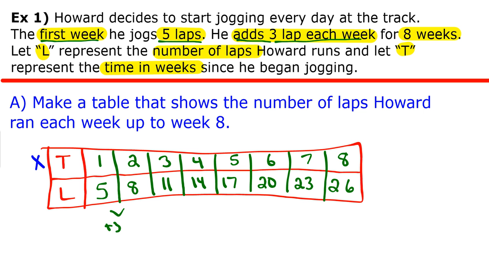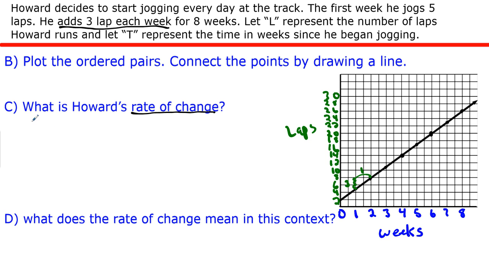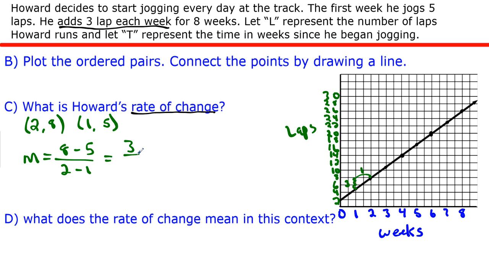Or what we could do is just use 2 points here and just take the first 2 points. So we can actually take those 2 points, 2, 8. So second week we had 8 laps. First week had 5 laps. We can actually do the slope formula, which is our rate of change. So 8 minus 5 over 2 minus 1 gives us that 3 to 1, which is what we had right here when he tells us we're adding that each week. So then what's his rate of change? Well, it's 3 laps per week. Don't forget units.